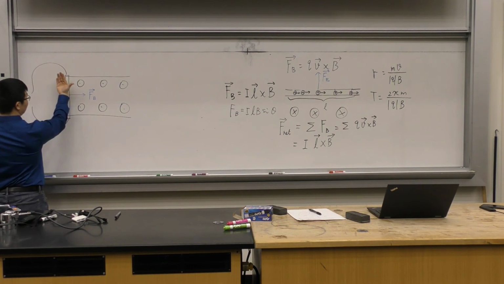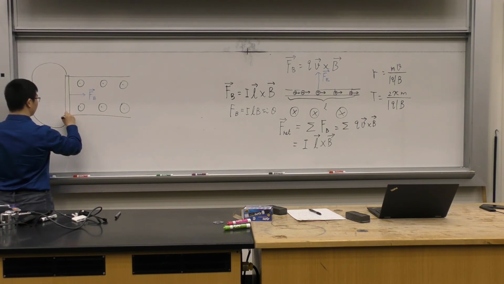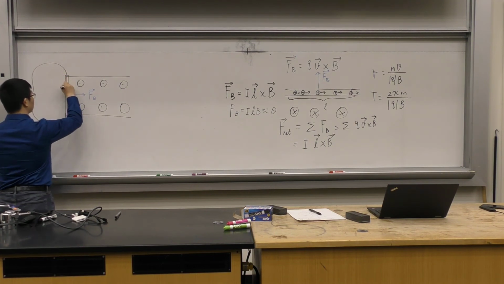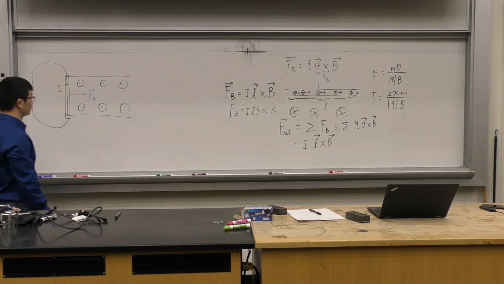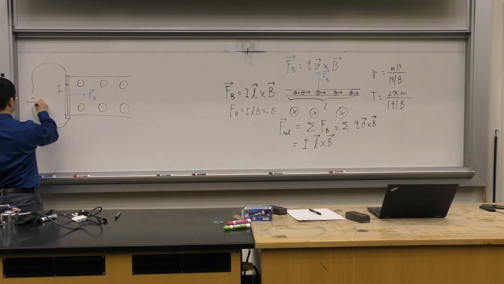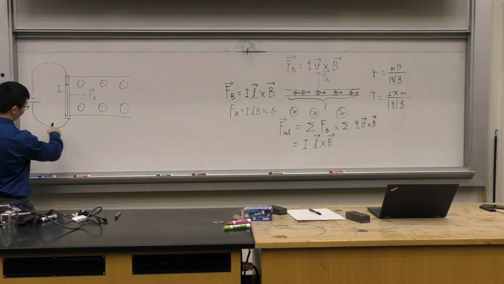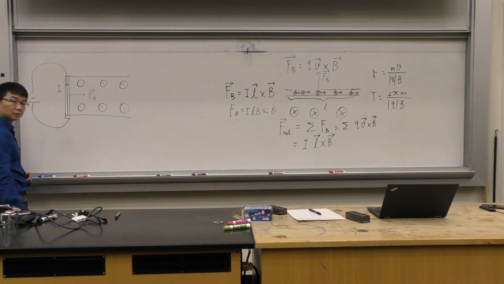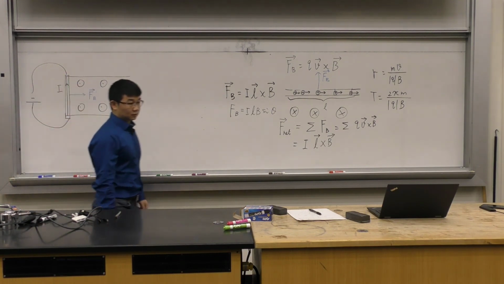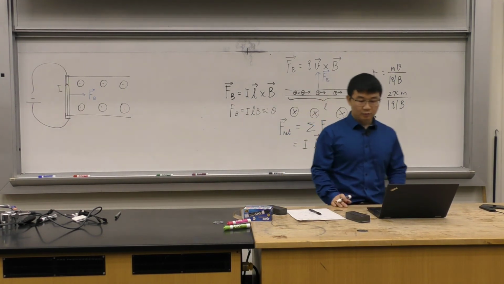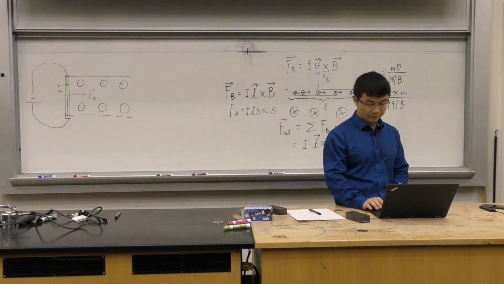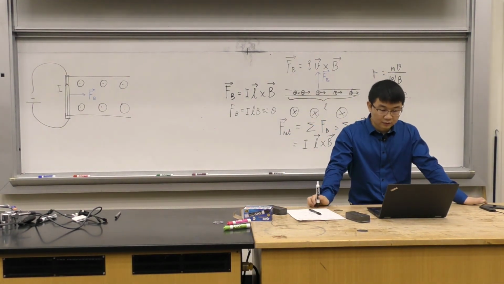So that means the current in this bar actually should be going up. It may be connected to a battery like this, right? And then the current is going up. So that's this. It's going to be up in the bar. Now, what about the second part, slide 5?